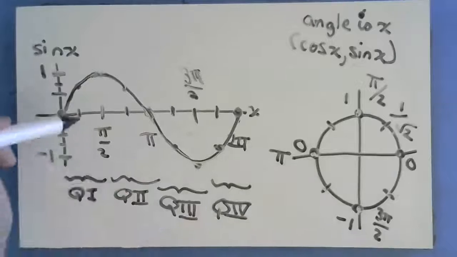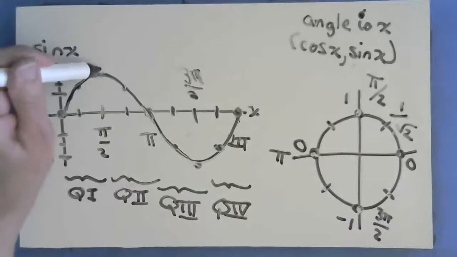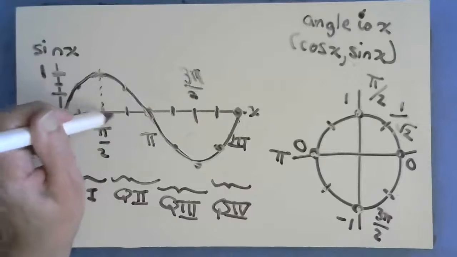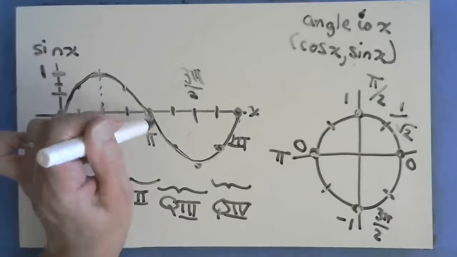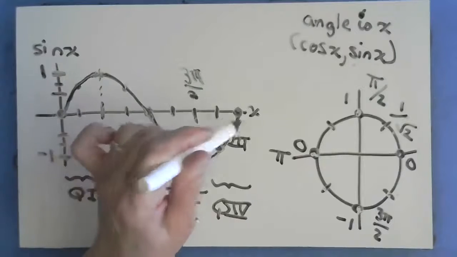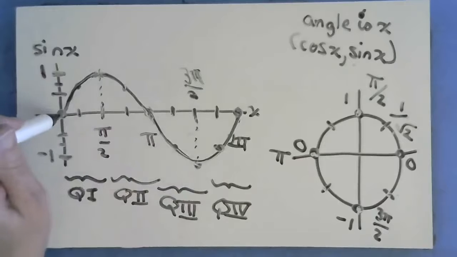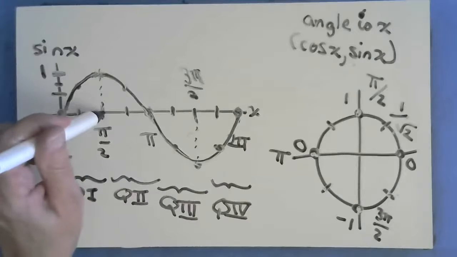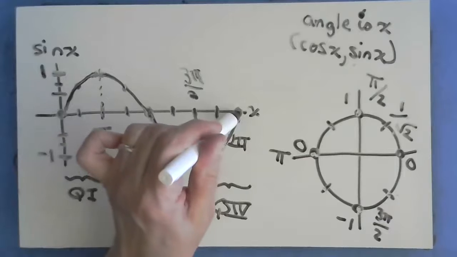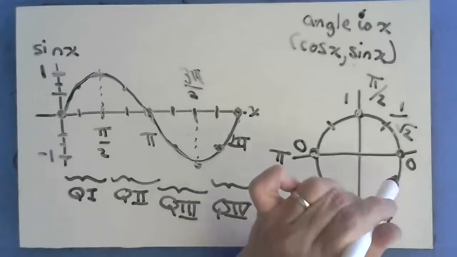So that's one lap around the circle. We see we're going from 0 to 1 in the first quadrant. We're going from 1 to 0 in the second quadrant. We go from 0 to -1 in the third quadrant, and then -1 back up to 0 in the fourth quadrant, as we pass through the angles 0 to pi over 2 to pi to 3 pi over 2 to 2 pi. That's just one lap around the circle in the counterclockwise direction.